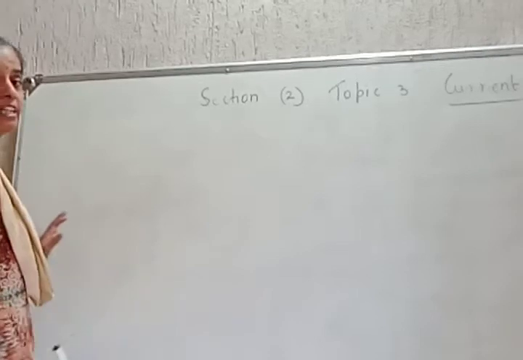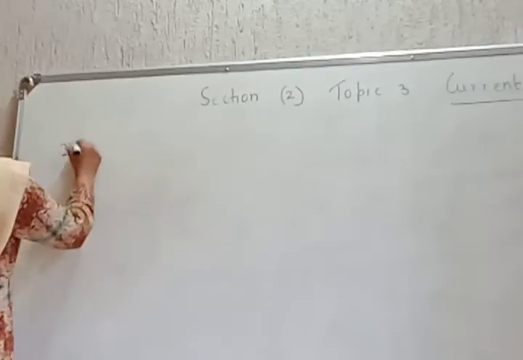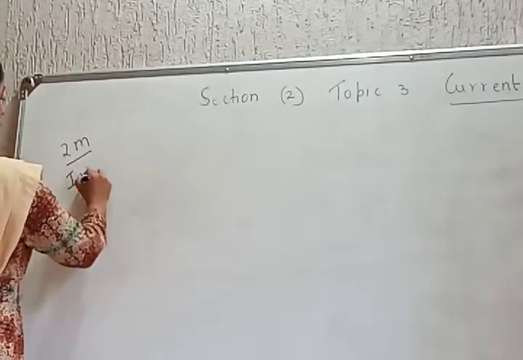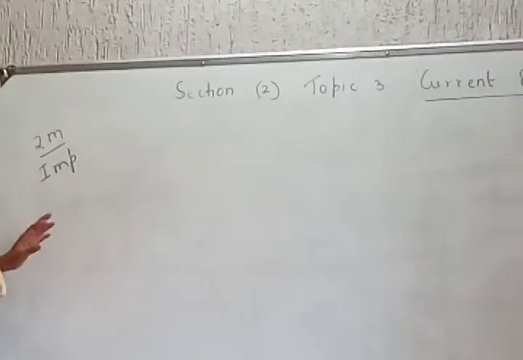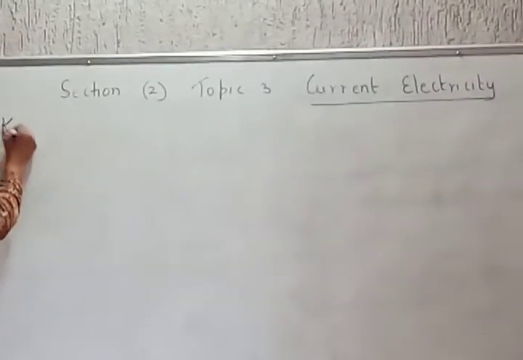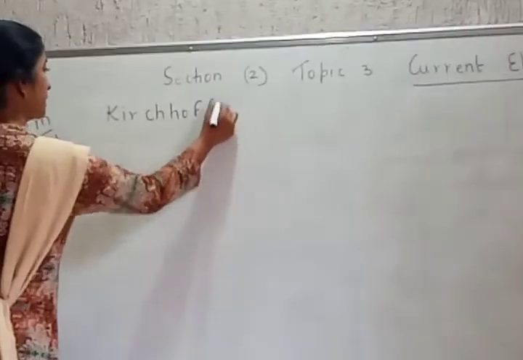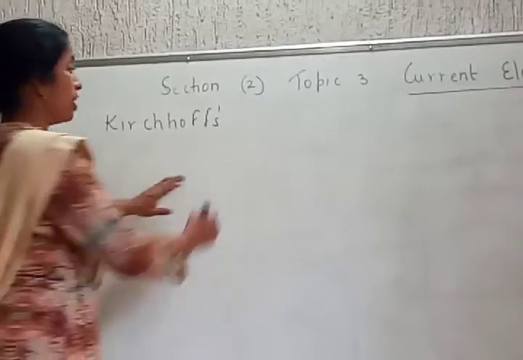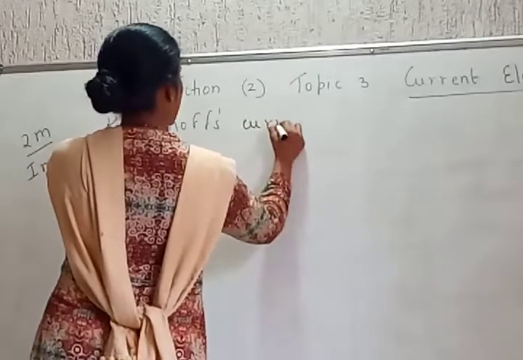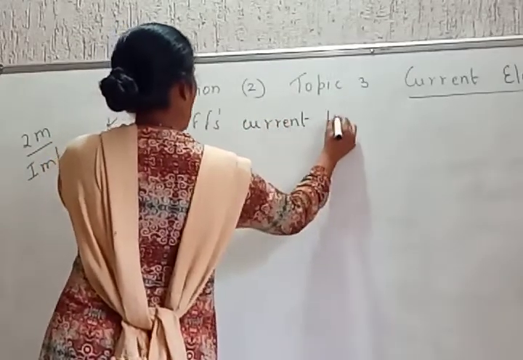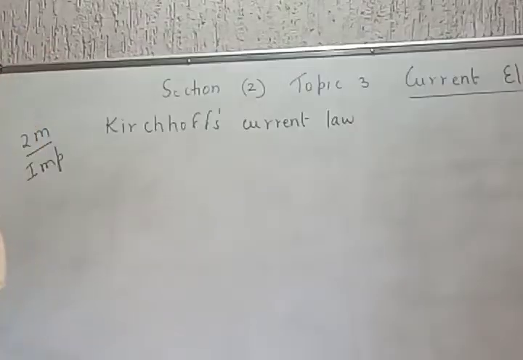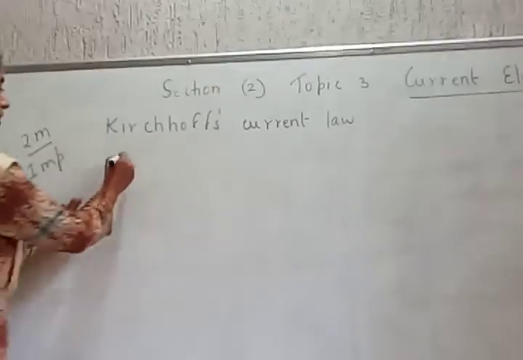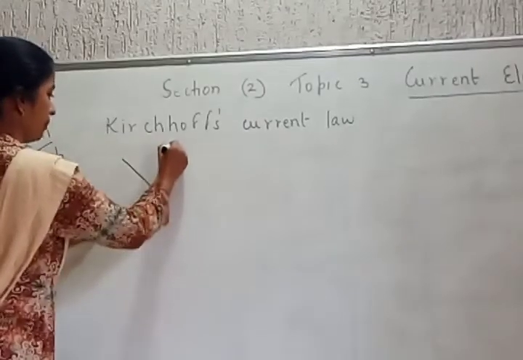Current electricity begins with a very important 2 marks question, and that is Kirchhoff's, see the spelling, Kirchhoff's current law, or Kirchhoff's junction law. Now look here, the circuit is very easy.